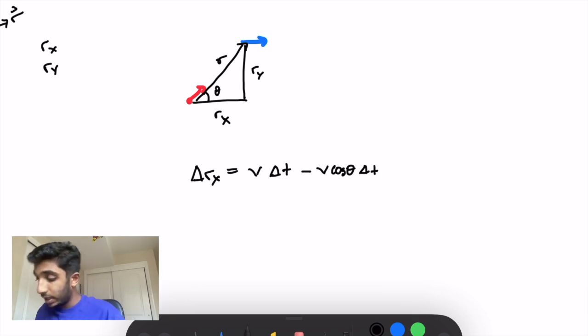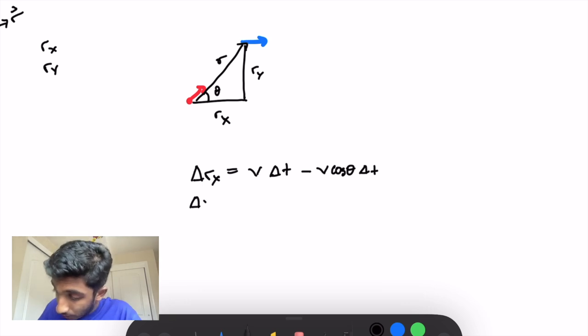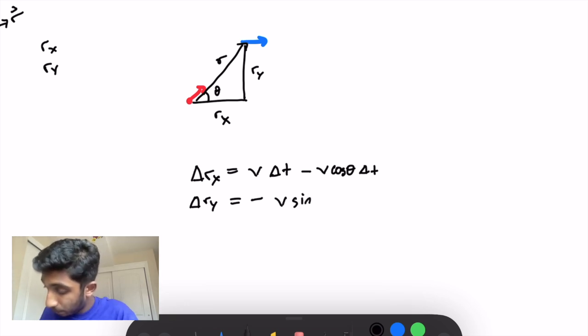Let's also try finding what delta r of y is. So delta r of y is negative v times sine theta times delta t, and you can find that the same way as we found the first one here.